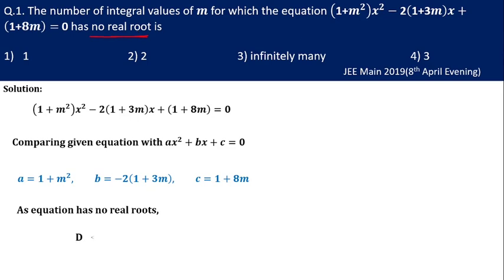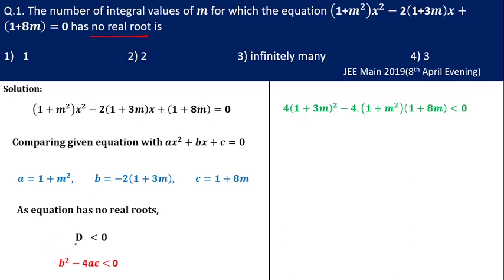And for imaginary roots, we have the theory d is less than 0. Now what was d? Everybody remembers d is b square minus 4ac. So here b square minus 4ac is less than 0. Now in the next step, you just put all the values of a, b, c here and simplify. So b square is 4 into 1 plus 3m the whole square, minus 4 I have kept as it is. This is the value of a and the last term is c.